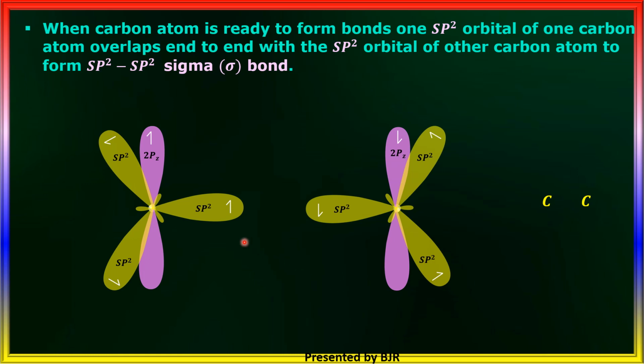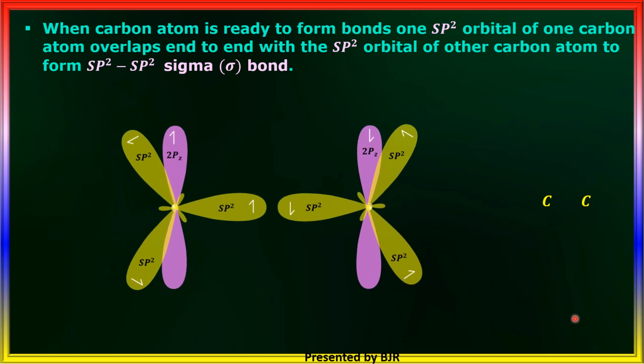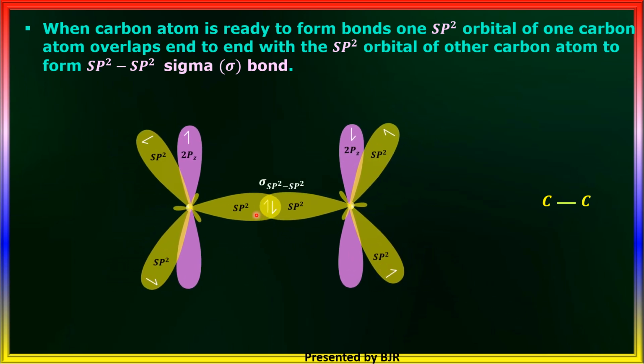So here the sp2 orbital of this carbon atom will overlap with the sp2 orbital of this carbon atom. End to end overlapping will take place here and forms one sigma bond between the two carbon atoms. See here how they are overlapping. So here these two sp2 orbitals have been overlapped and formed sigma sp2 bond.